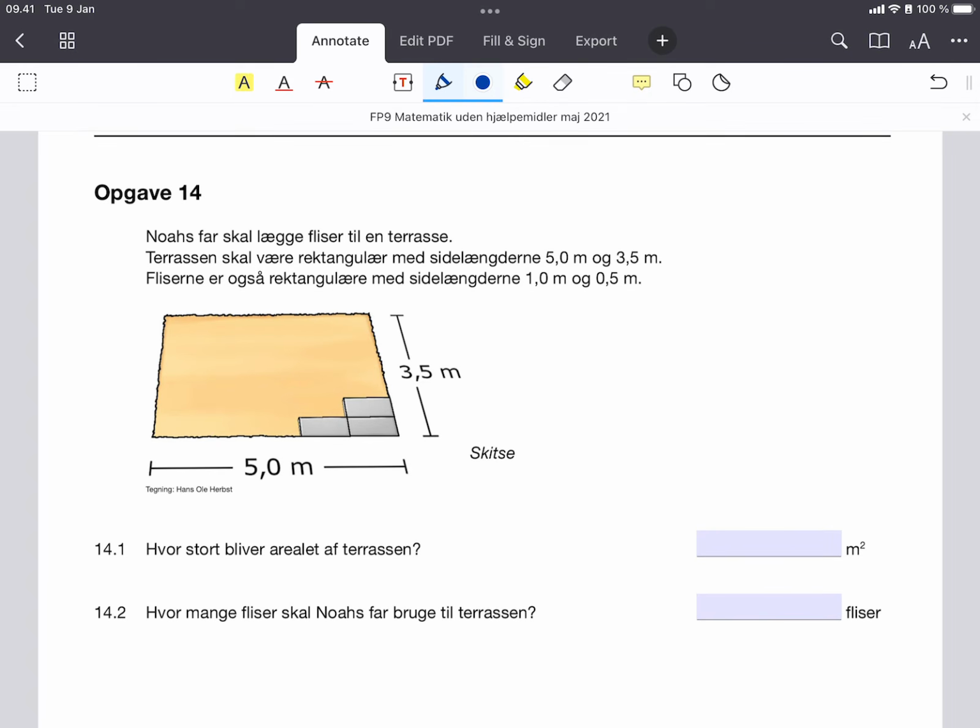Okay, moving on to exercise 14. Noah's father has got to lay some tiles for a terrace. The terrace has to be rectangular with side lengths 5 meters and 3.5 meters. The tiles are also rectangular with side lengths of 1 and 0.5 meters. How big is the area of the terrace? So that's just asking you to do 5 times 3.5.